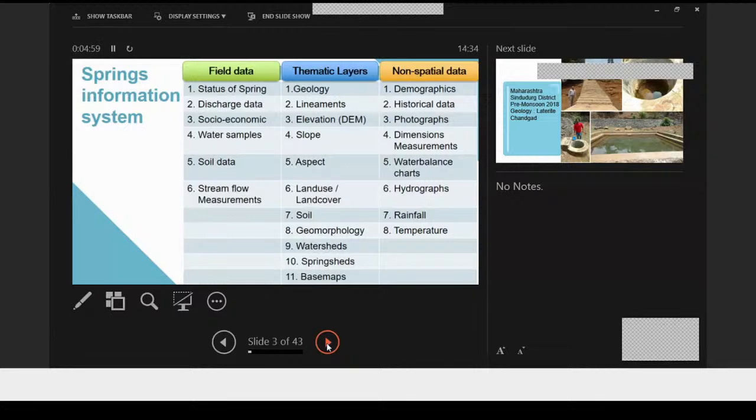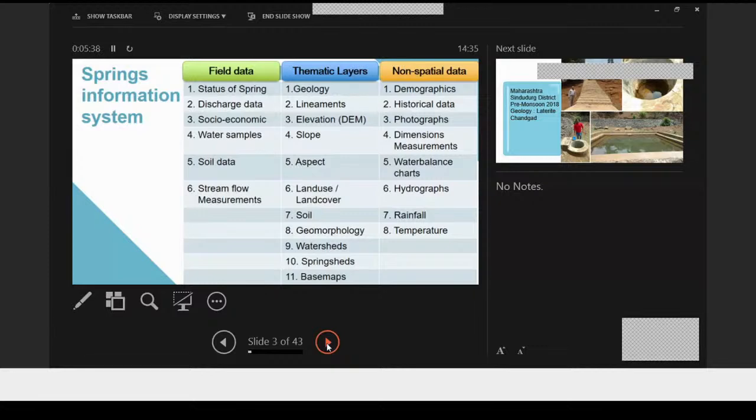Then, along with this, from different departments and agencies, we have got different thematic layers that give insight into how the springs might behave. That is the geology, lineaments. One is a digital elevation model, at what height in the Western Ghats the springs are originating, and the slope, whether it is steep, flat, or gentle. We have different categories, and we have the aspect, in which direction the spring is originating. We have land use, land cover, what type of land use it is.